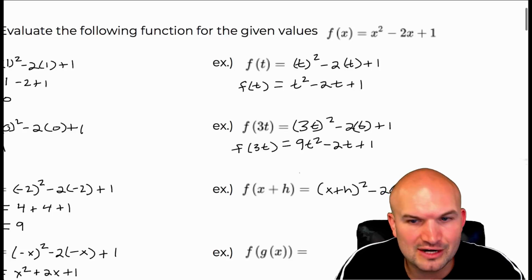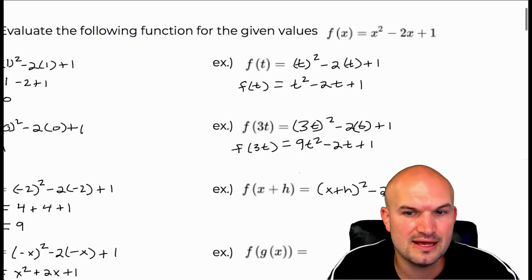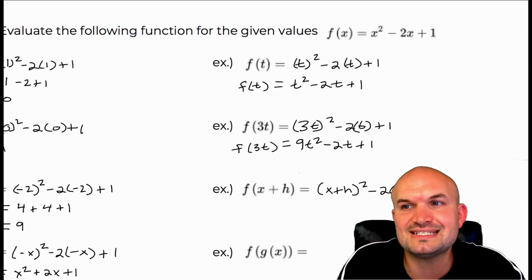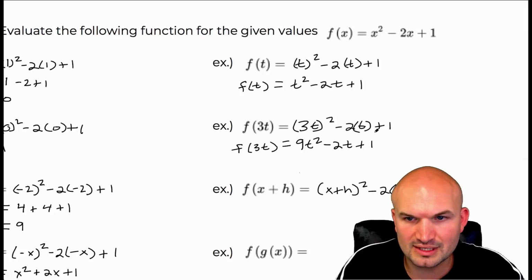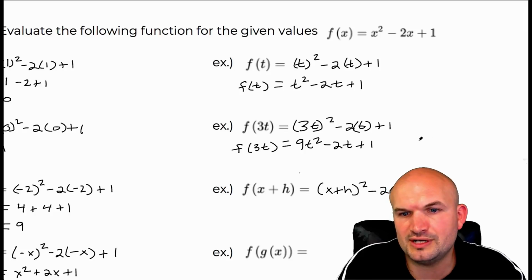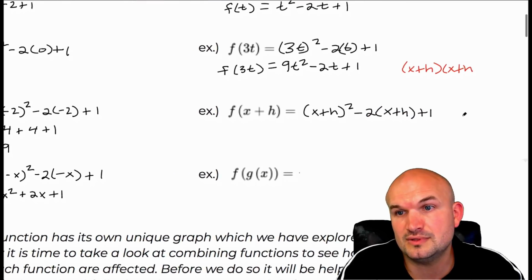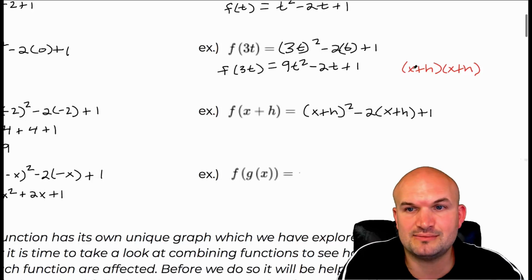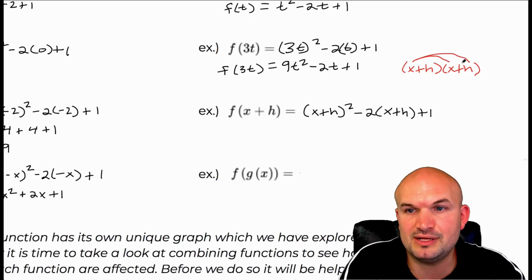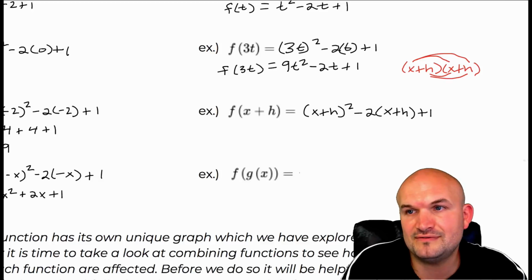And you can see the pattern that I have here in each of these cases. All my inputs are always inside parentheses. Now I will do a little work here on the side. Remember that x plus h squared is just x plus h times x plus h. Okay, so when I'm multiplying this, I'm going to apply the distributive property, or you could think about it as like FOIL. So let's go ahead and write that out.